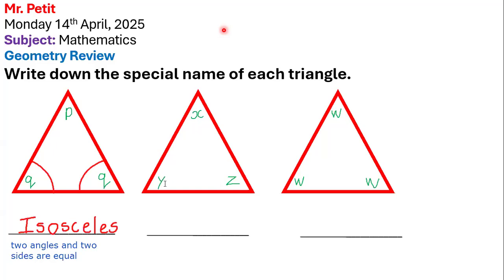All right. Let's go ahead and do the second one. The second one is X, Y, and Z. So what type of triangle is this going to be? Scalene. Scalene. Why are y'all saying scaling? Because it has no equal sides.